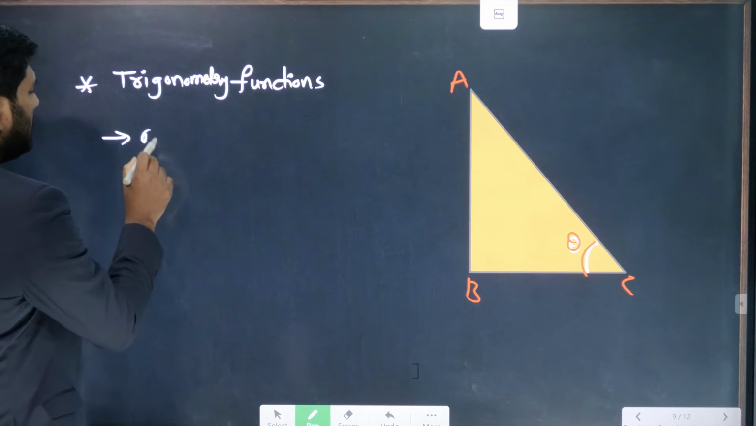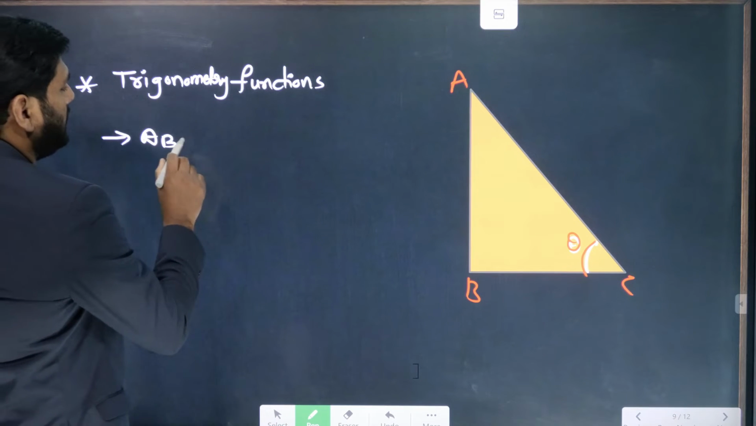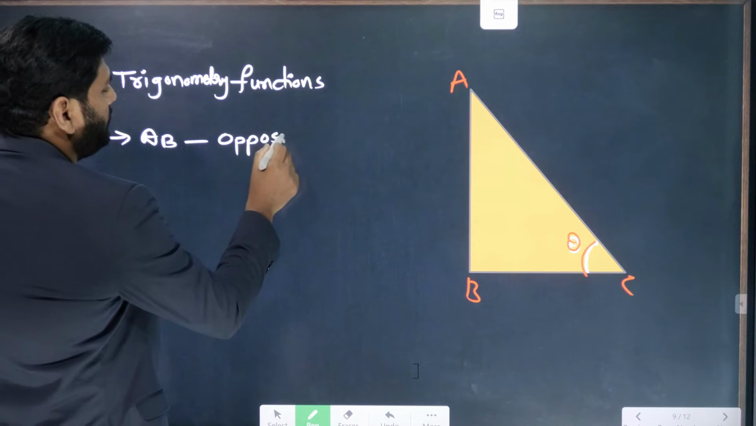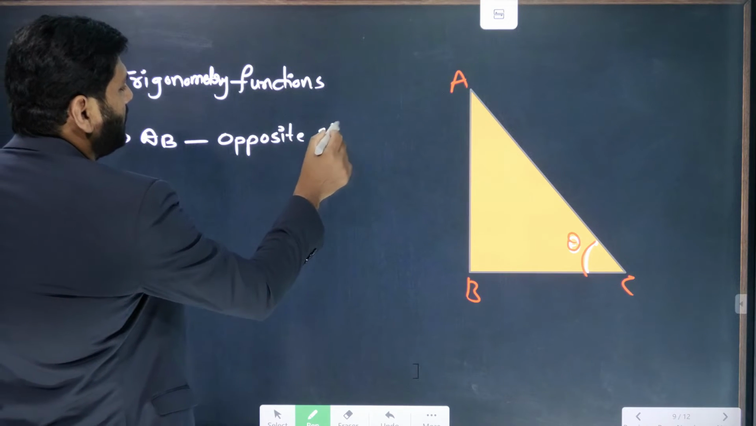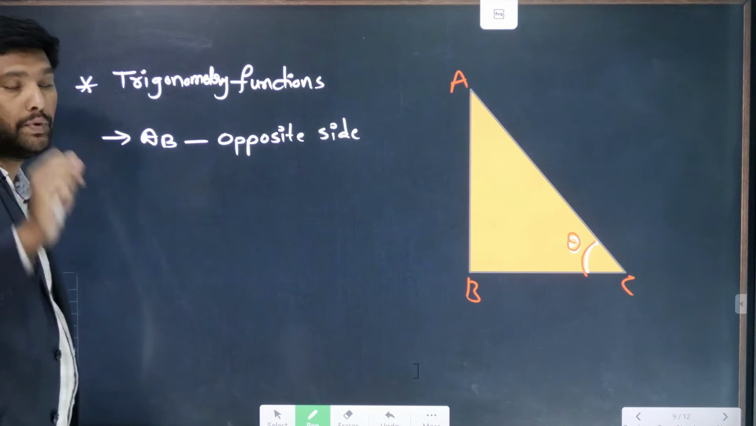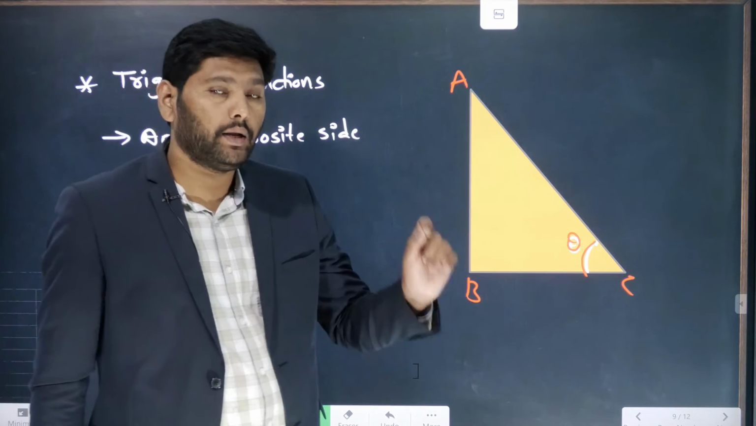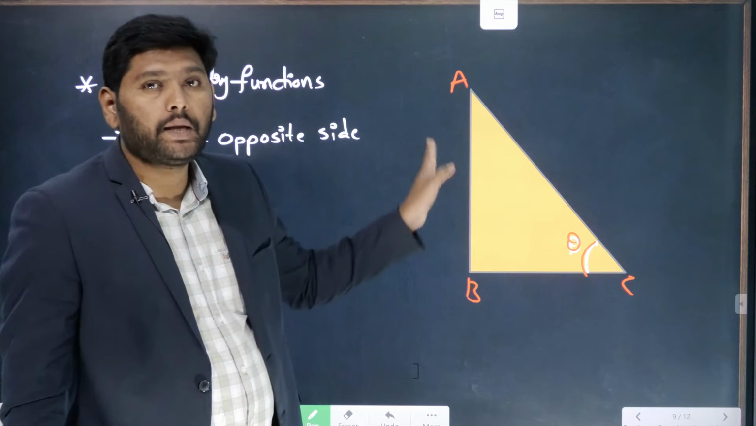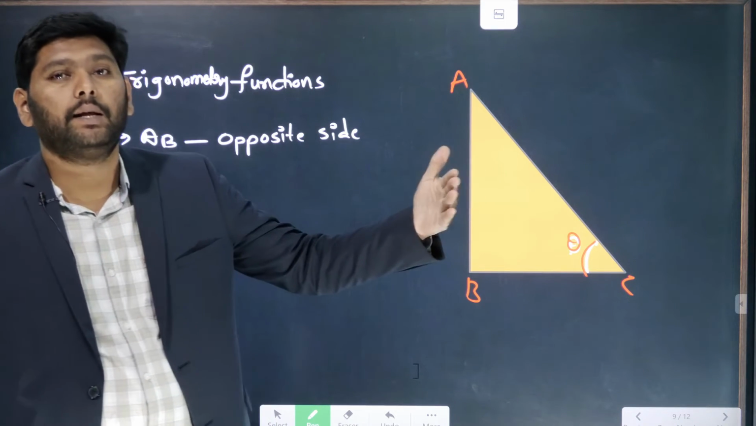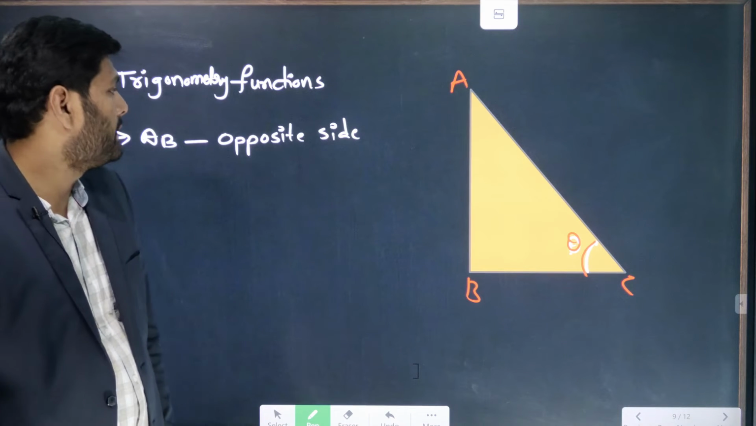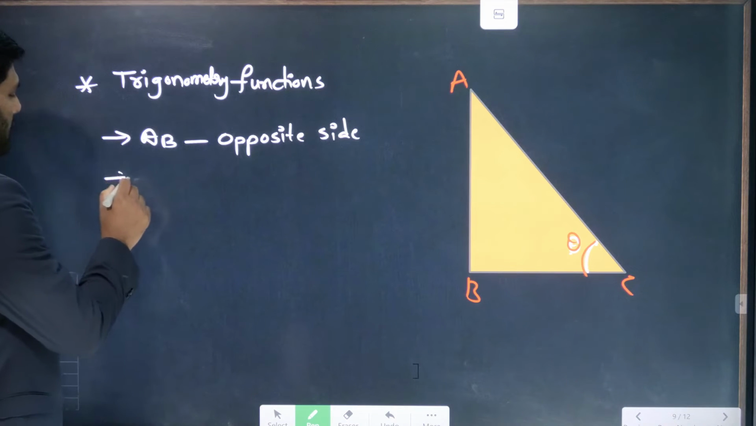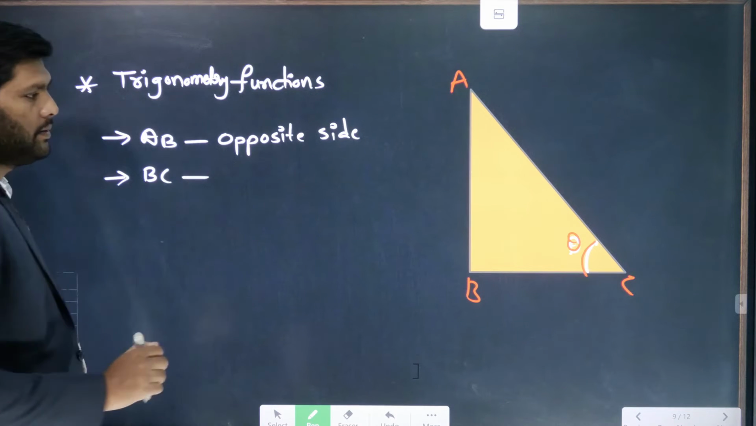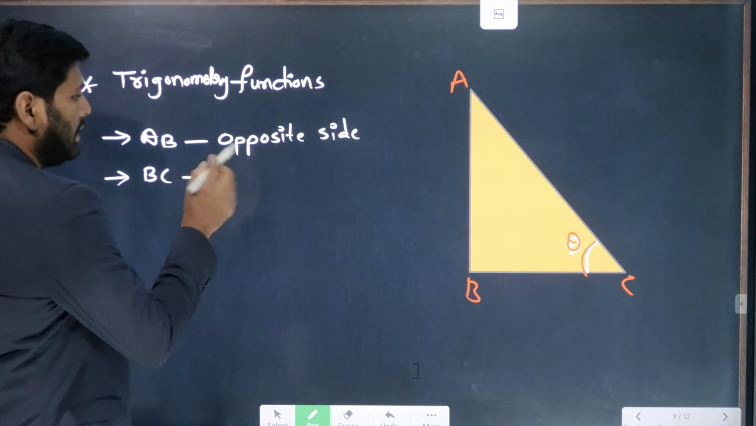In this ABC right angle triangle, AB is called the opposite side. Remember, keep this point in mind: the side exactly opposite to this angle we will consider as the opposite side. Next, BC is called the base or adjacent side.